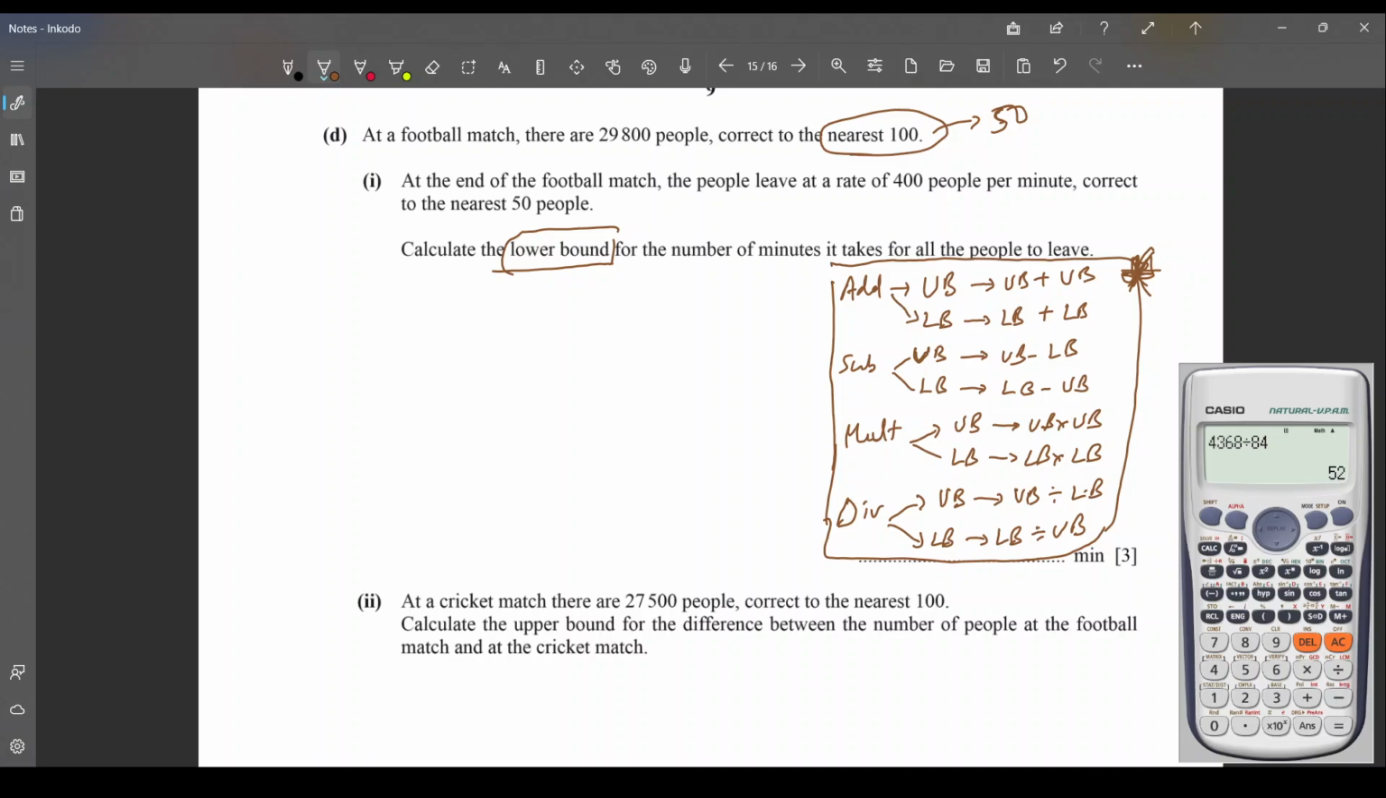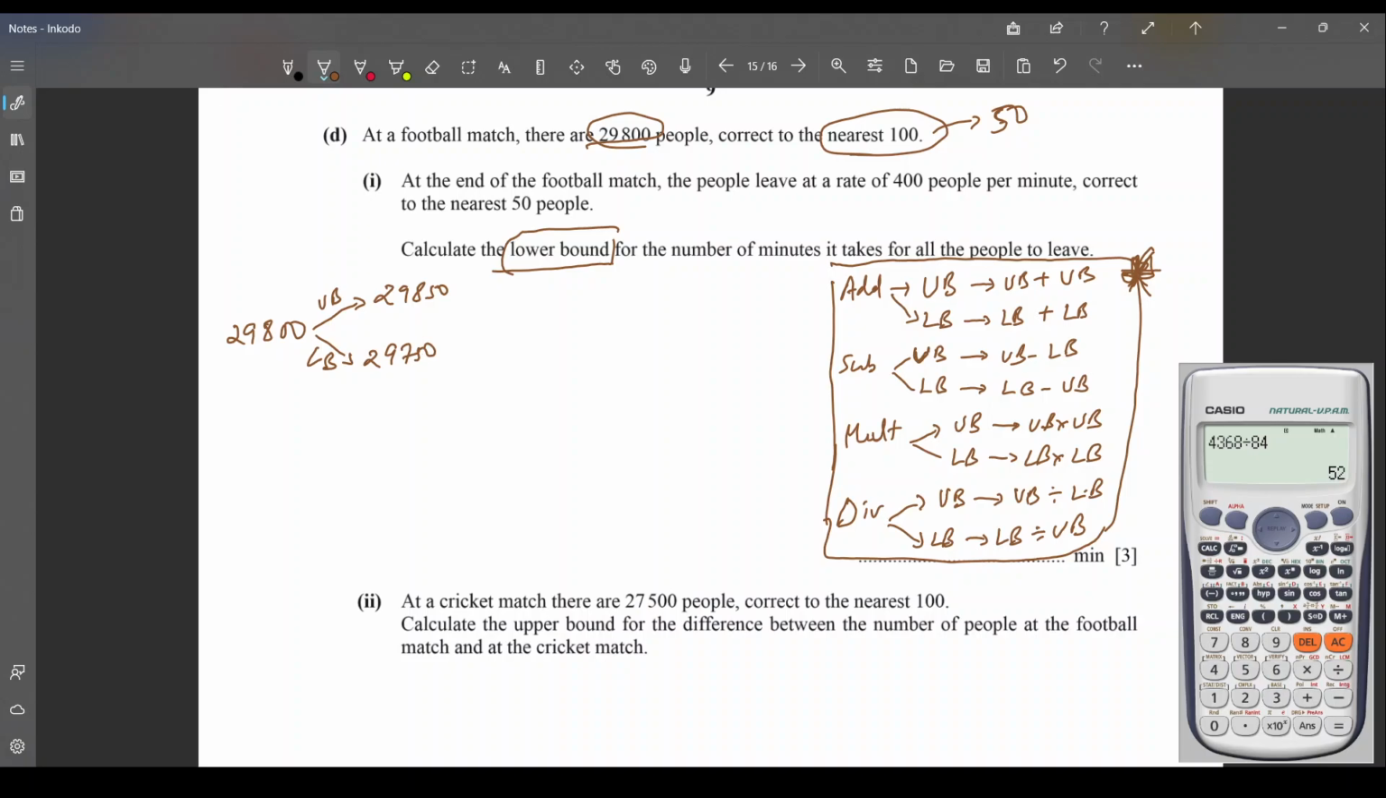Because this is correct to the nearest 100, we take half of that. 29,800 is the value, so to find the upper bound we add 50 to it, and we get 29,850. For finding the lower bound, we subtract 50 from it, and we get 29,750.